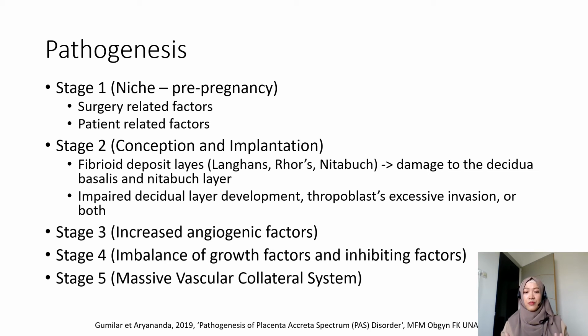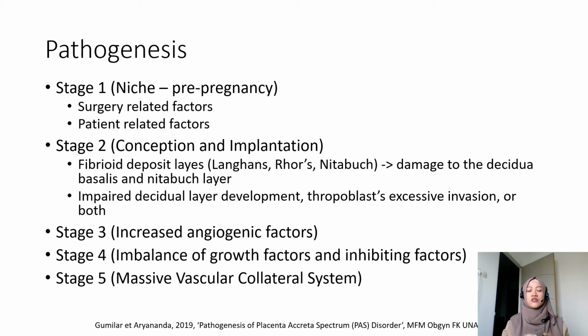Like I said before, the UNK or decidual natural killer cells play roles here because there is an imbalanced action of the growth and the inhibiting. So whenever there is an imbalance, the growth is stronger than the inhibition, it will lead to placenta accreta. The fifth stage is massive vascular collateral system. So this is a high grade placenta accreta. I mean, there is already a collateral system there.